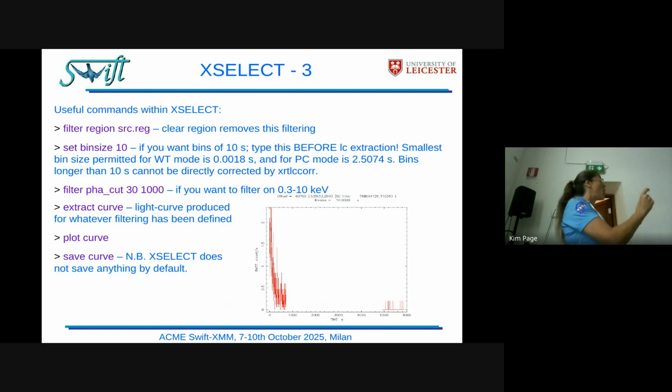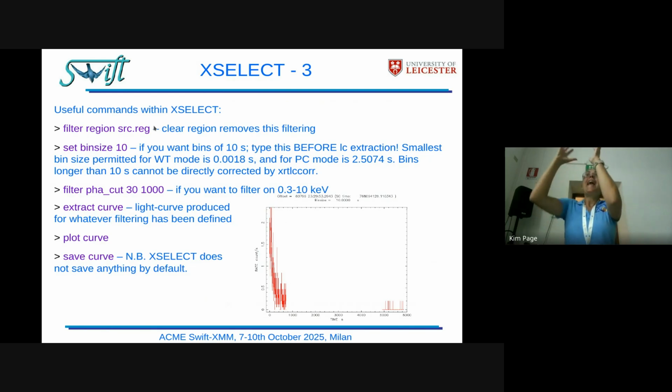So it's saved as RA and DEC, not in CCD coordinates, because the source can move its position in the CCD if you have a second observation. But if you have it saved as RA and DEC, which is a sensible thing, it will always be in the right place. So if we wanted to extract things in our source region, we'd say filter region source.reg.